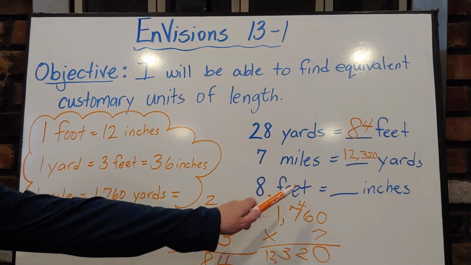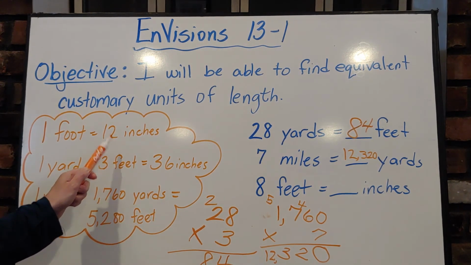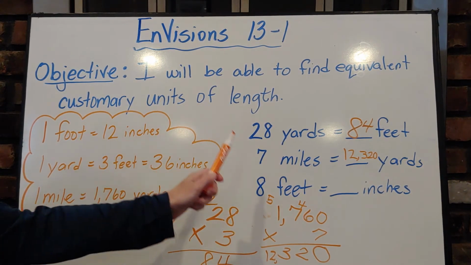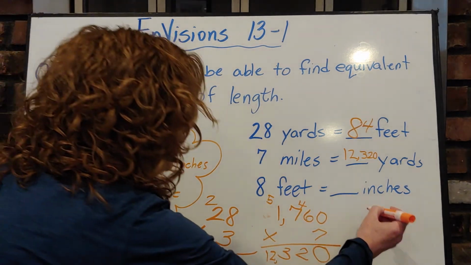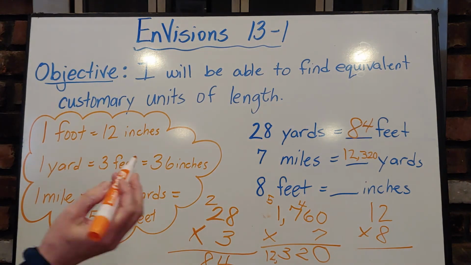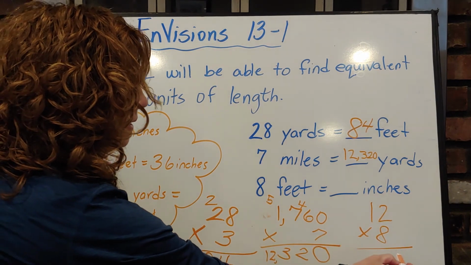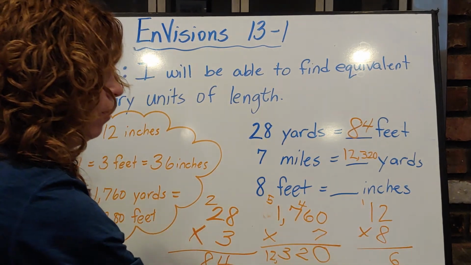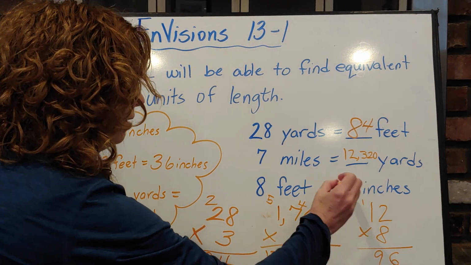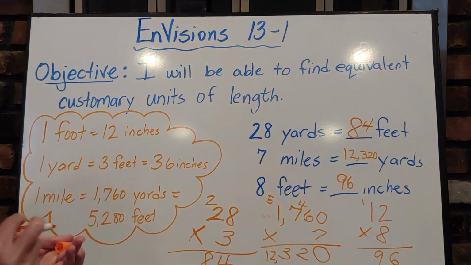And now we have 8 feet equals how many inches? Well, 1 foot equals 12 inches. So if we want to figure out what 8 feet are, we're going to take our 12 and multiply it by 8. Now, we're going to write this out, but I know all of you are so good at your multiplication facts that you don't have to even do it like this. You just know that off the top of your head. 8 times 2 is 16. Put the 6 down, put the 1 up. 8 times 1 is 8, plus 1 is 9. 96 inches. So 8 feet equals 96 inches.